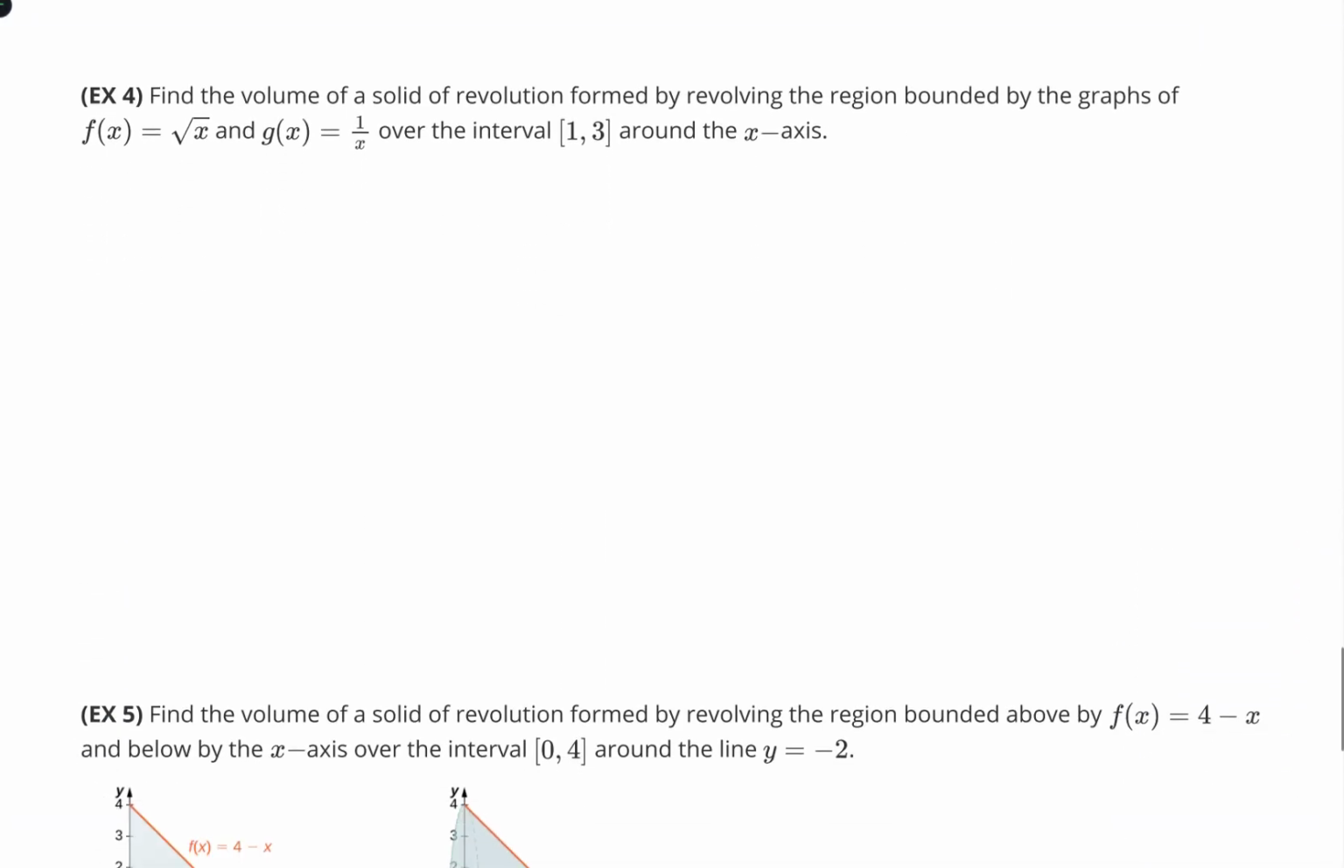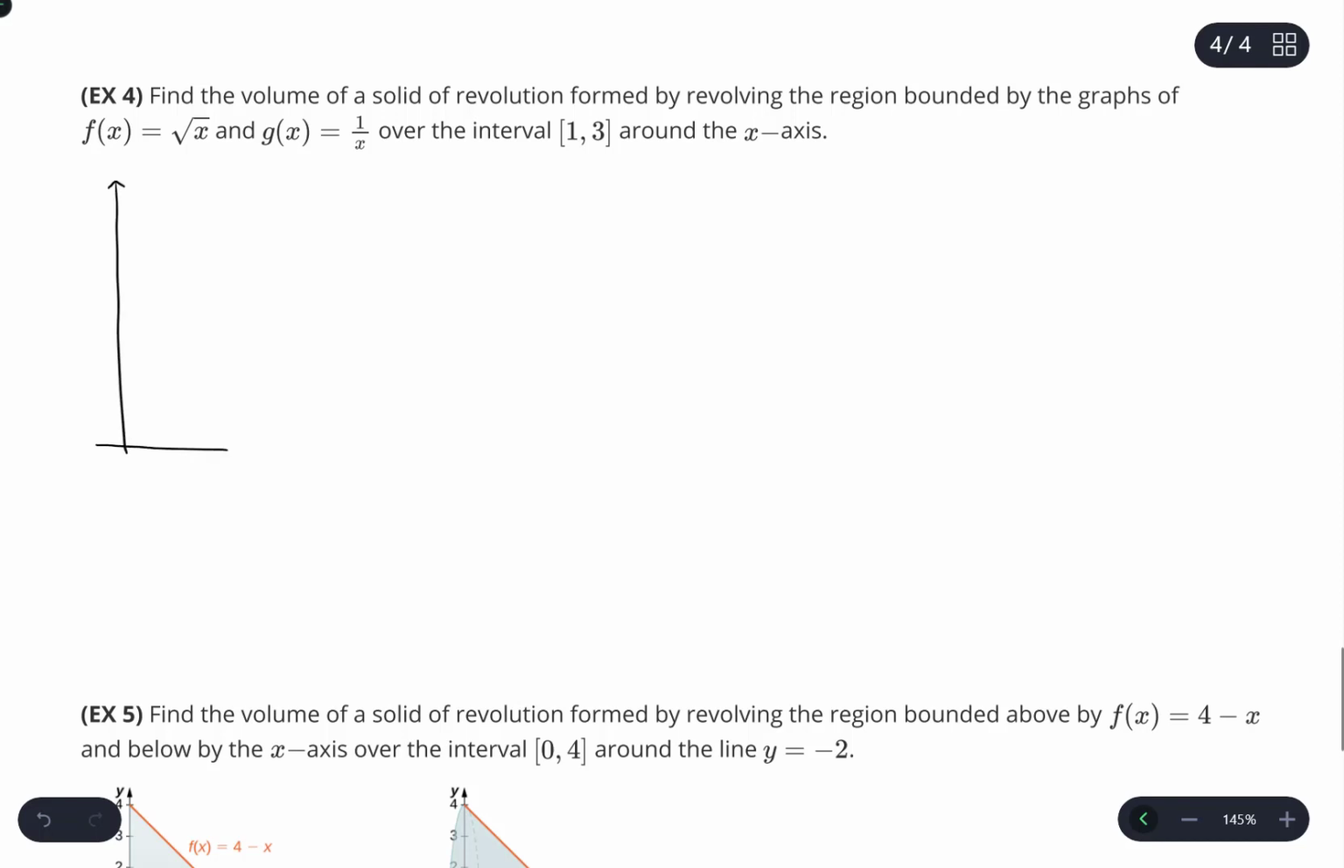So our first example here, find the volume of a solid of revolution formed by revolving the region bounded by the graphs of f of x equals the square root of x and g of x equals 1 over x over the interval 1 to 3 around the x-axis. Okay, so first things first is we need to get a picture of our region. That's always the best place to begin.